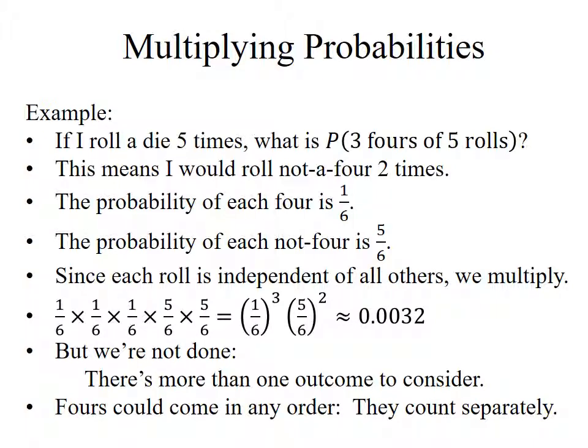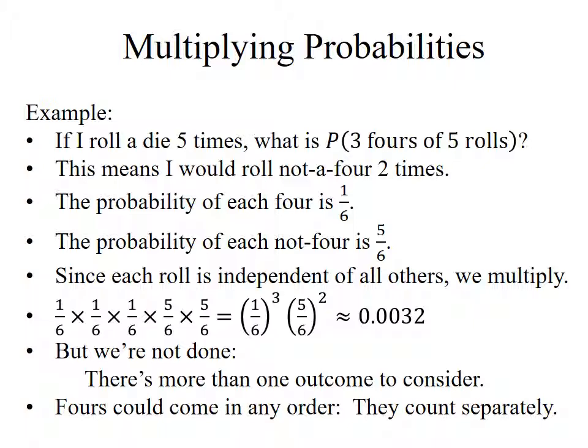Let's take that dice rolling example. So there's the scenario. I'm going to roll a die 5 times, and I want to know what's the probability of getting exactly 3 4s out of the 5 rolls. So I'm going to get 3 4s, and then 2 other rolls will be not a 4. This means I would roll not a 4 2 times.